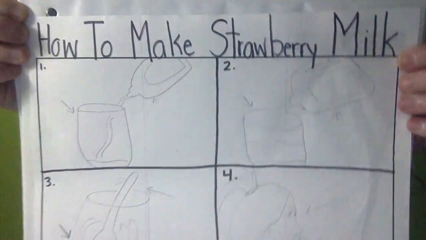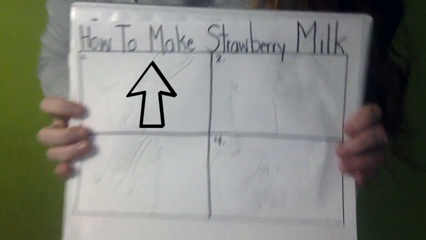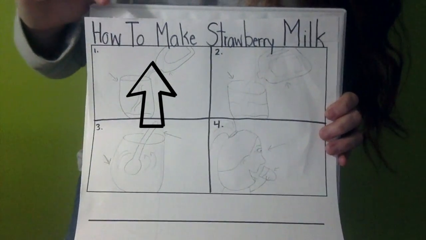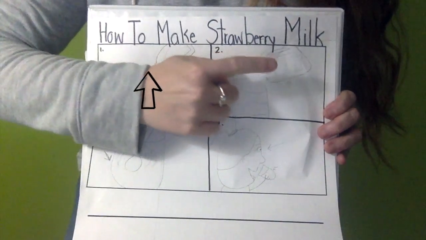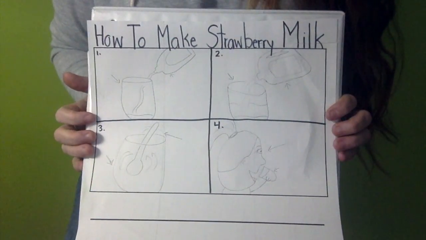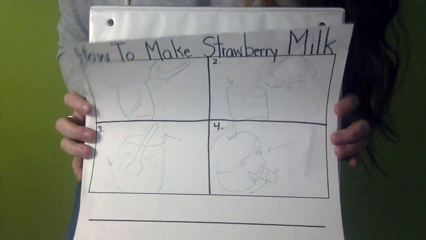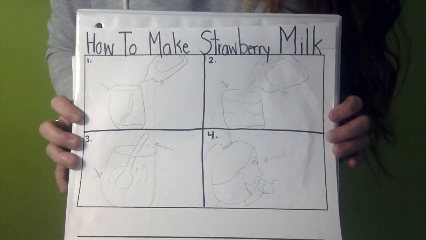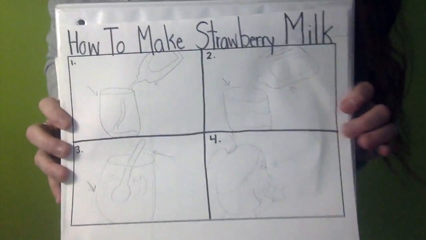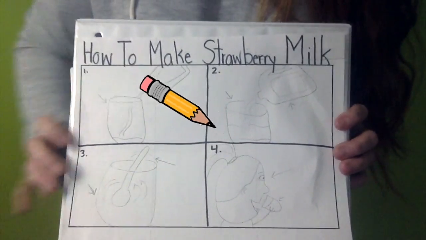The other how-to helper that I used was that I gave my story a title. And my title is How to Make Strawberry Milk. Okay, so now that I broke up my boxes into steps for my picture plan, and now that I have my title, I'm ready to get started with drawing out my steps for my picture plan.